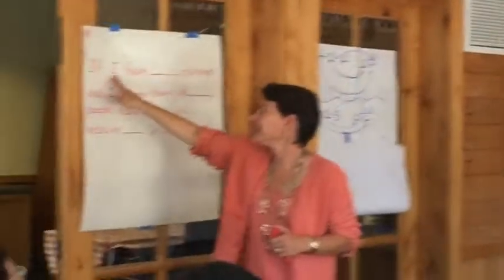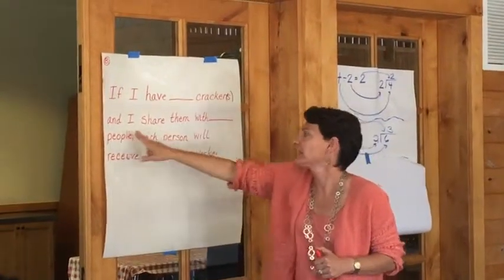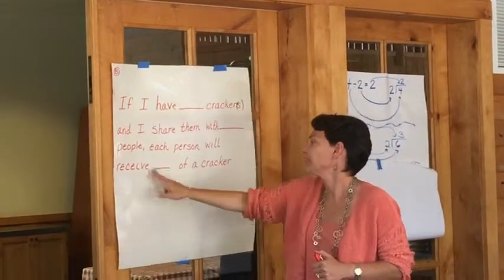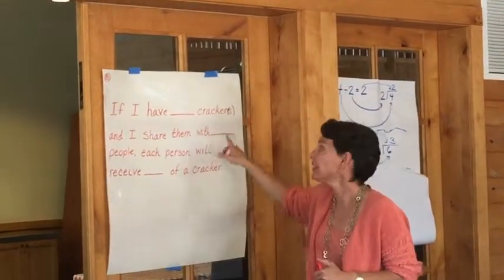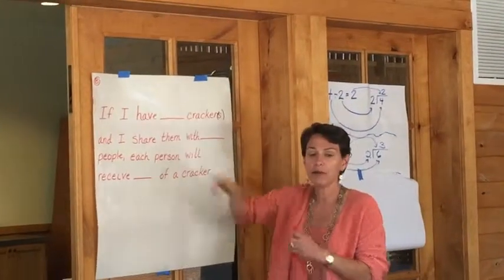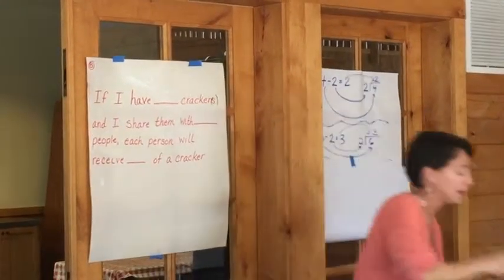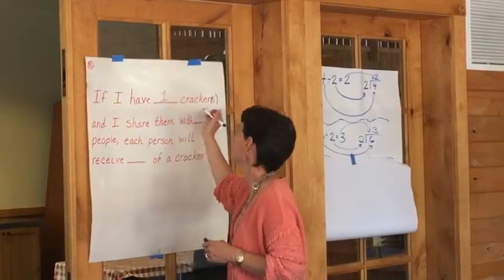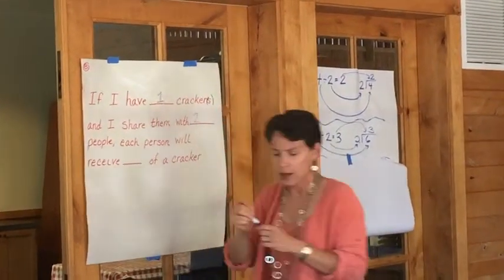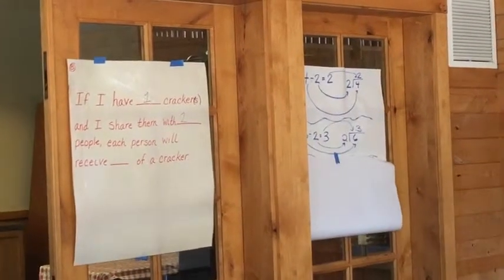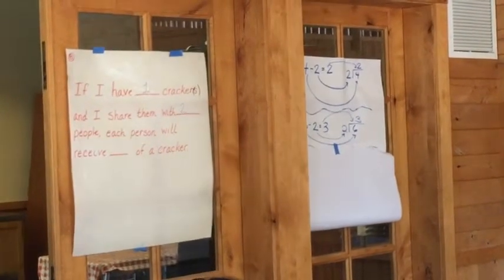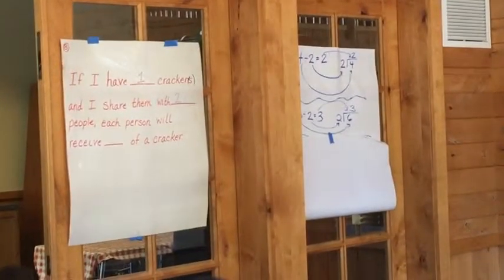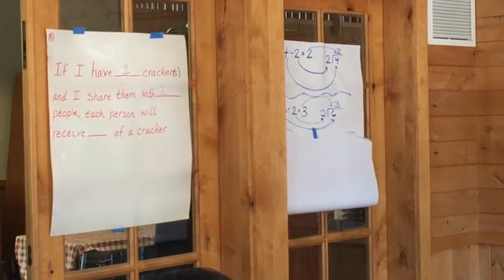Let's look at this sentence frame a second. If I have blank crackers and I share them with blank people, each person will receive blank of a cracker. So in this scenario, how many crackers do we have? 1. And I'm sharing them with how many people? 2. Okay. So what I've got to figure out is what my answer is going to be. How many is each friend going to have? Who'd like to share their whiteboard and how they solved it?